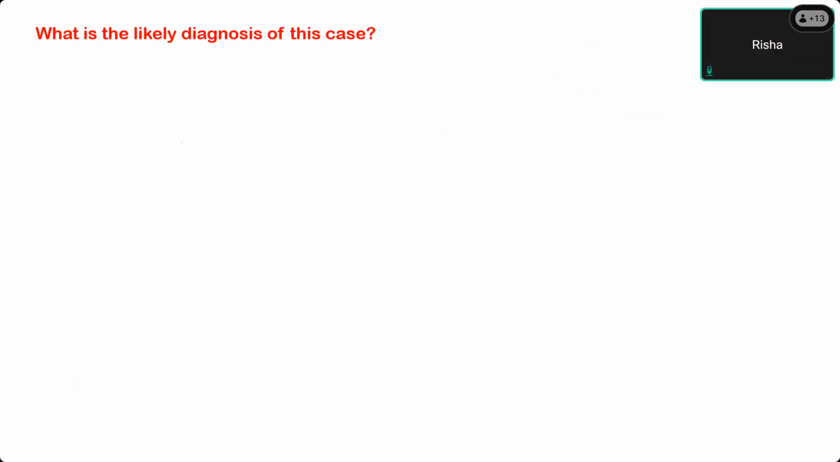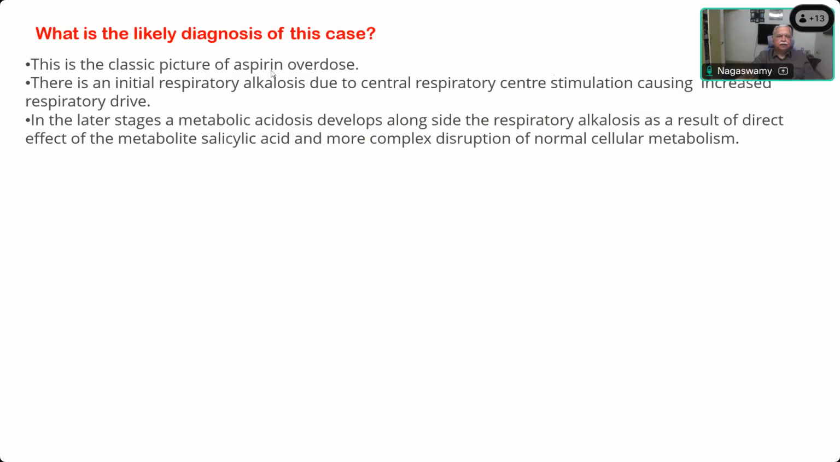Okay. So, what is the likely diagnosis of this case? Aspirin overdose, sir. Paracetamol poisoning. Excellent. This is the classic picture of aspirin overdose. It's an initial respiratory alkalosis due to central respiratory stimulation. Later, there is a stage of metabolic acidosis along with respiratory alkalosis as a result of the direct metabolic effect of salicylic acid. What are the features of aspirin overdose?